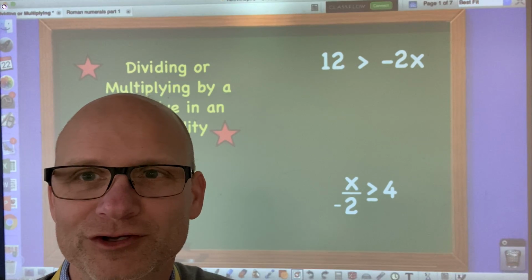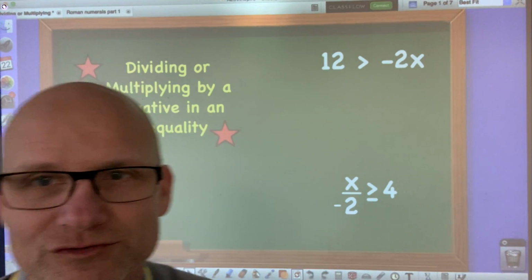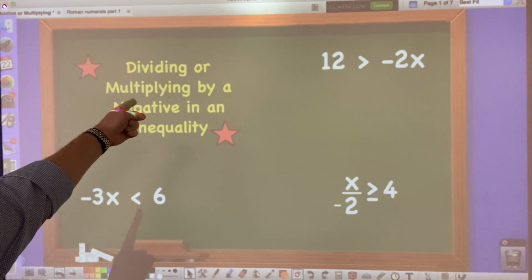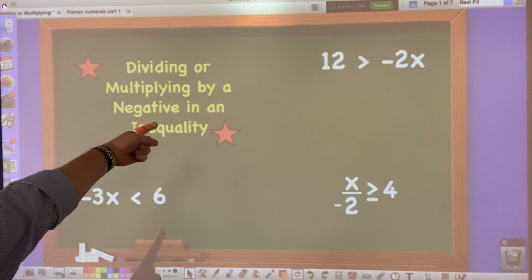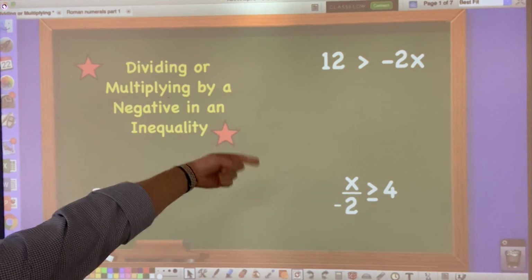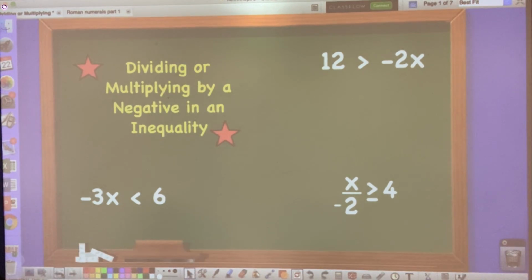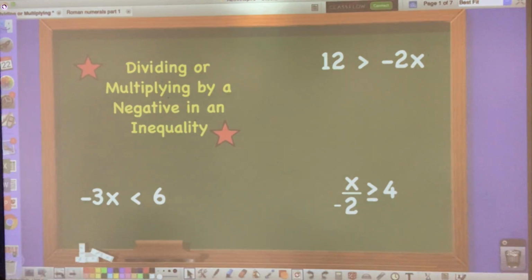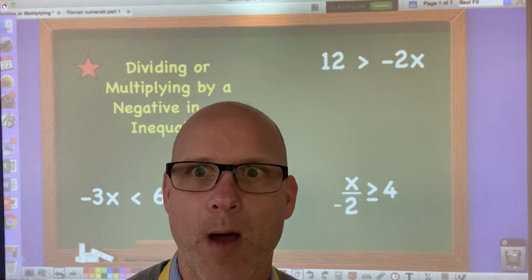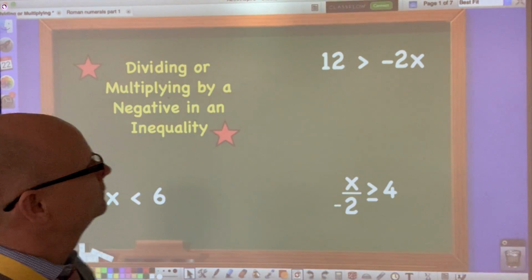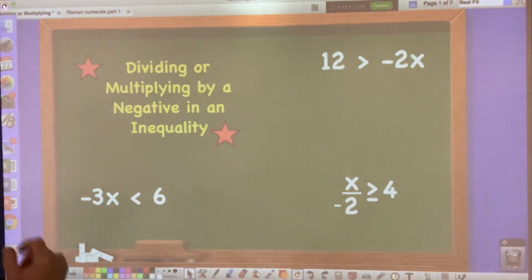We got a new video tutorial, and today is dividing or multiplying by a negative in an inequality. So, you know the drill. Get out your notes. Get out a pencil or a pen. And let's go. So today's topic, dividing or multiplying by a negative in an inequality.